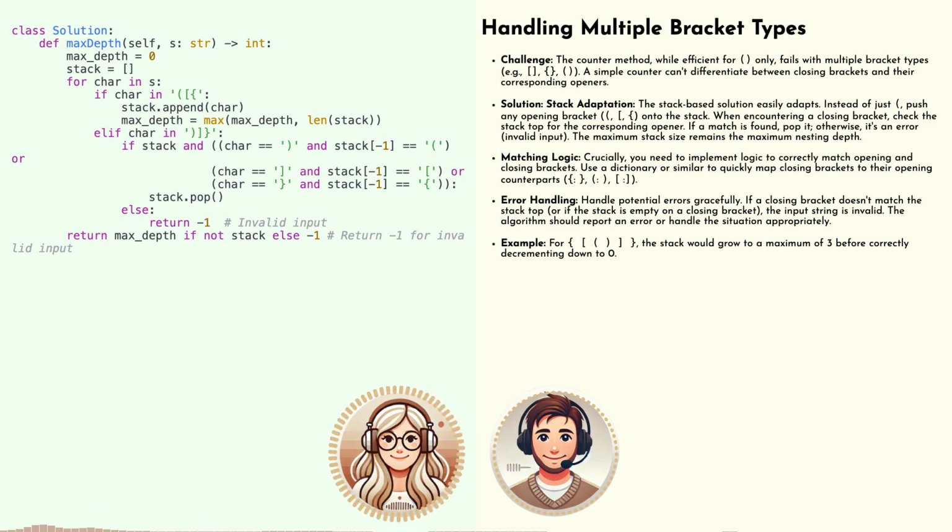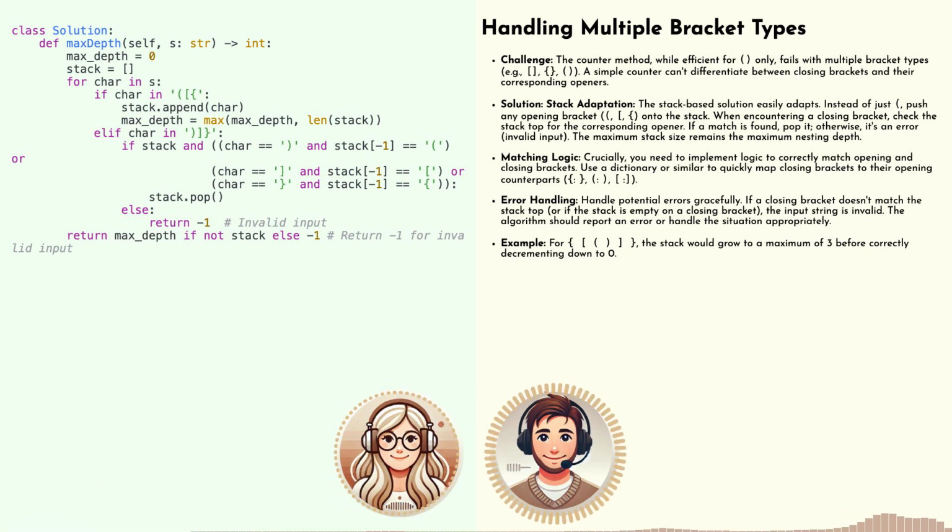The core idea of using a stack remains the same, but we need to add a step to make sure we're matching the right types of brackets. So instead of just checking if the top of the stack is any opening bracket, we need to be more specific about matching parentheses with parentheses, square brackets with square brackets, and so on. Exactly. When we encounter a closing bracket, we peek at the top of the stack. If it's a matching opening bracket of the same type, then we pop it off. But if it's not a match, say we have a closing square bracket trying to cancel out an opening parenthesis, then we know there's an issue.